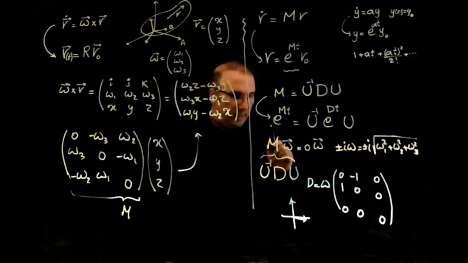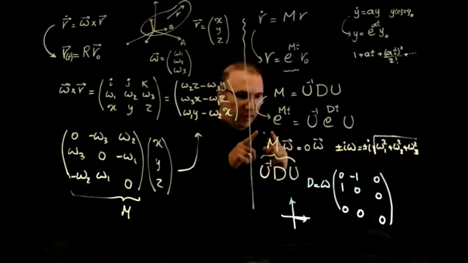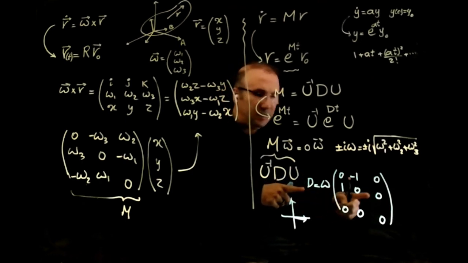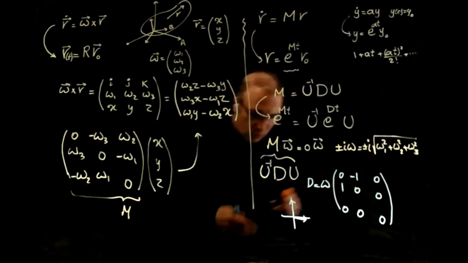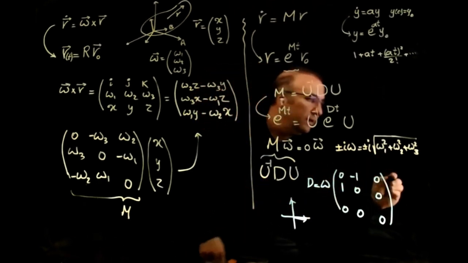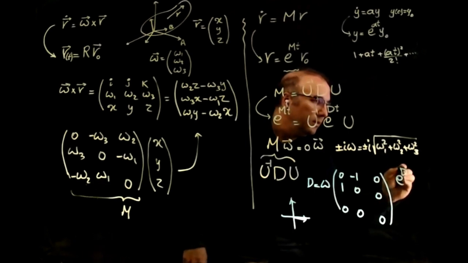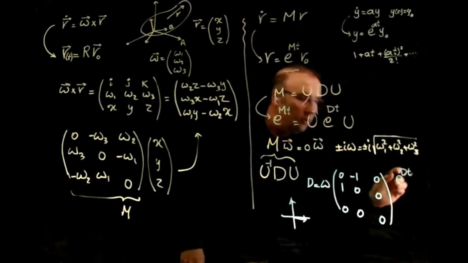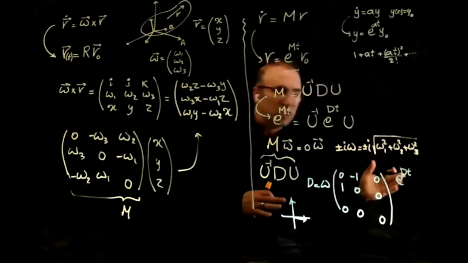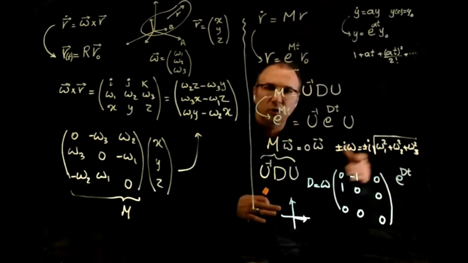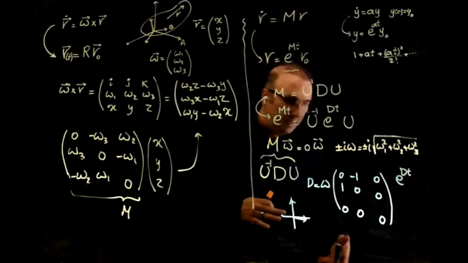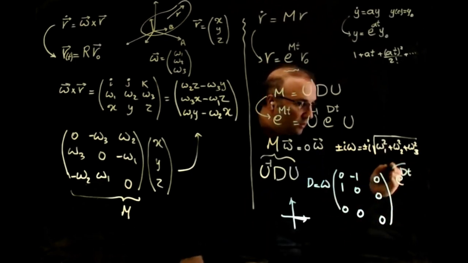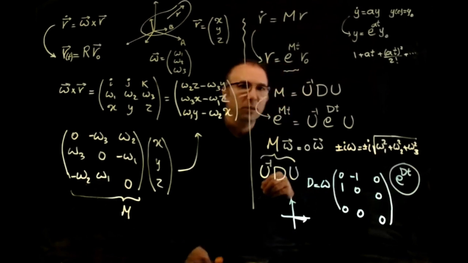So we showed that e to the power of this t becomes this. So in other words, e to the power of Mt is a rotation matrix: cosine omega t, negative sine omega t, sine omega t, cosine omega t, and 0, 0, 1, and 0, 0. So this would be a rotation matrix.